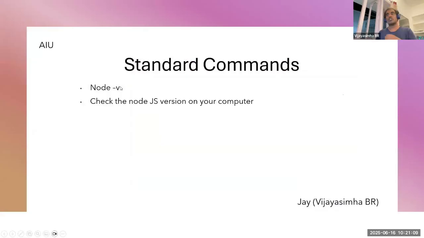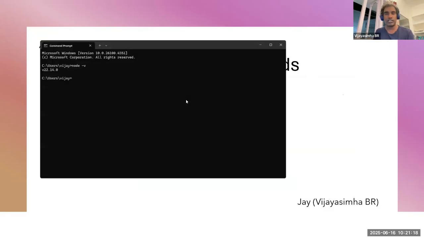From current slide. Okay, so that's the command node space v, and that will tell you the Node.js version on your computer. Now, normally, immediately you should get like 22 or 21 or 19. Any of those are fine.